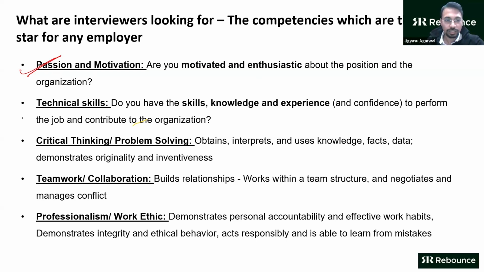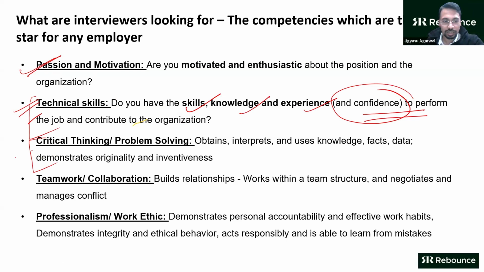Second is the technical skills. Even if you are very passionate about this role, but you do not have the ability to deliver the task, then it is just talk, and talk alone does not cook rice. So do you have the right skills, the knowledge, and the experience, and most importantly, the confidence to perform the job well? That is the second part which is tested in the interview.